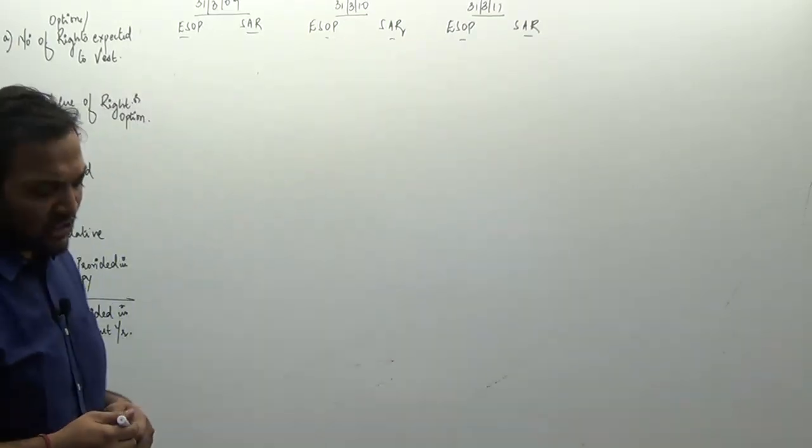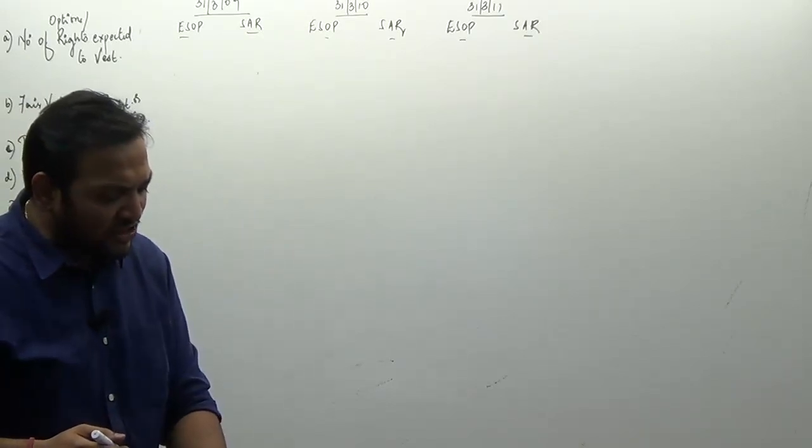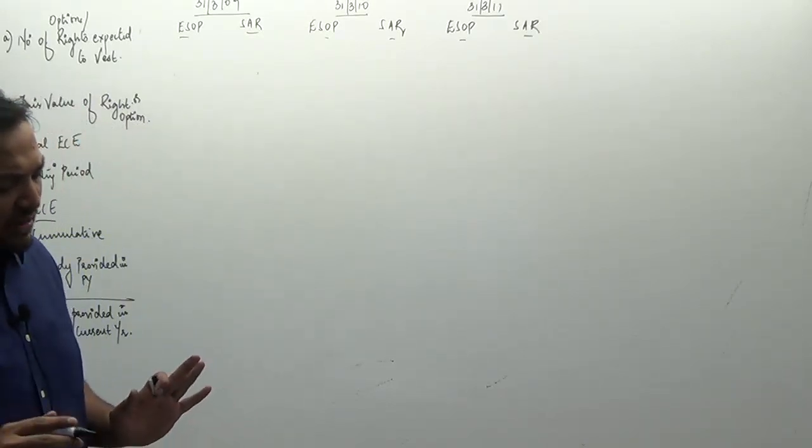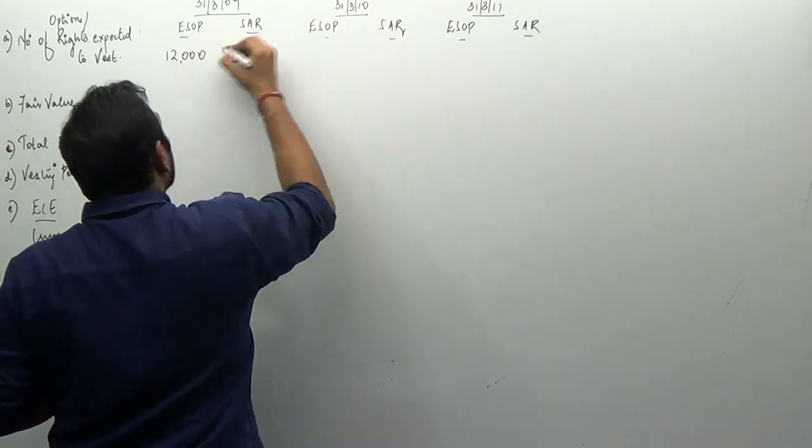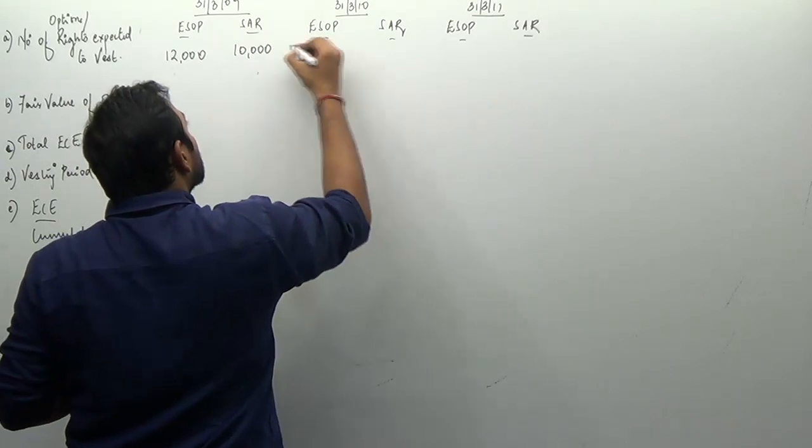There are no lapses which he's talking about. He's directly putting a straightforward 12,000 in ESOP and 10,000 in SAR.